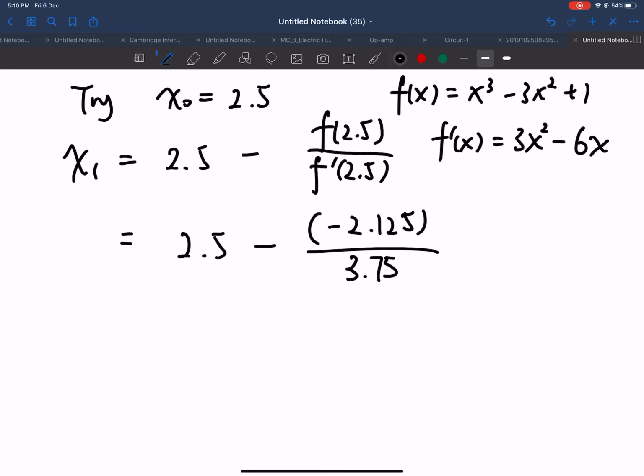Sir, how many marks is this for? How many marks is this? Not sure. It's not exam type. Dude, how is it not exam-like question? So it doesn't matter.